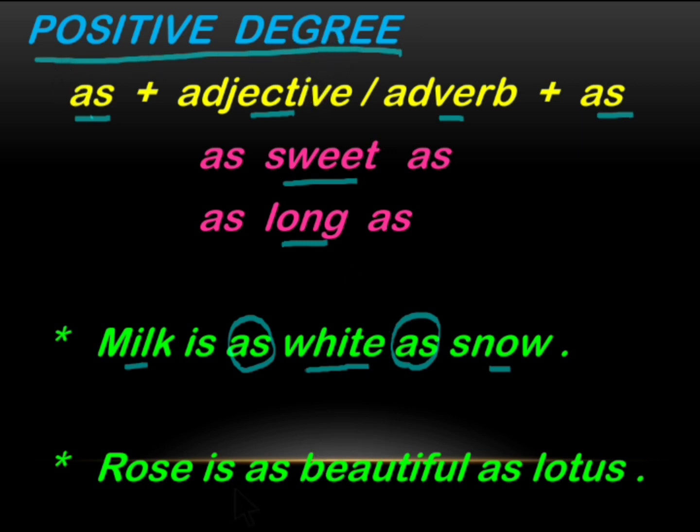The next sentence, Rose is as beautiful as lotus. So again, this beautiful is an adjective and we have used as again. So this, as plus adjective or adverb plus as, we use in the positive sentence, in the positive degree.